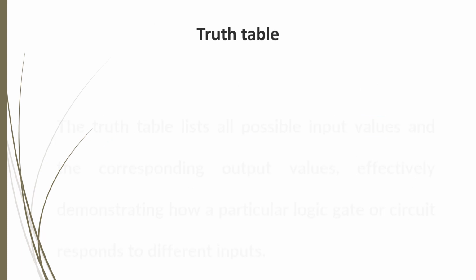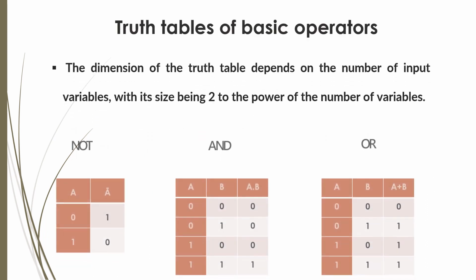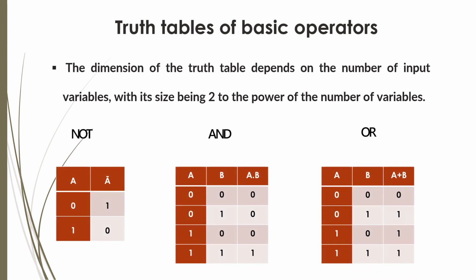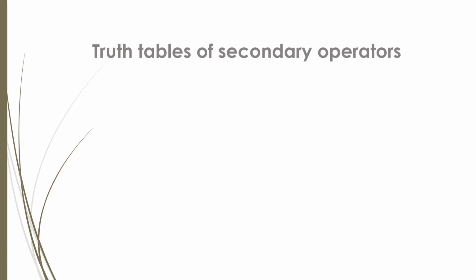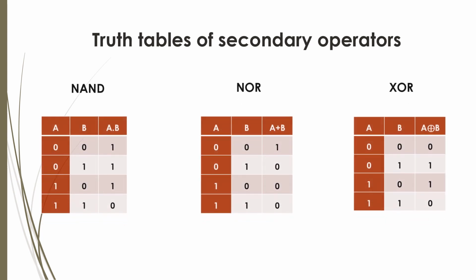Truth tables are a fundamental tool in Boolean algebra, used to represent the output values of logical operations for all possible combinations of input values. They provide a clear and concise way to understand how Boolean operators behave. The dimension of the truth table depends on the number of input variables. For n input variables, the truth table is constituted of 2 to the power of n lines. All operators or Boolean functions, as we will see later, can be represented in a truth table.